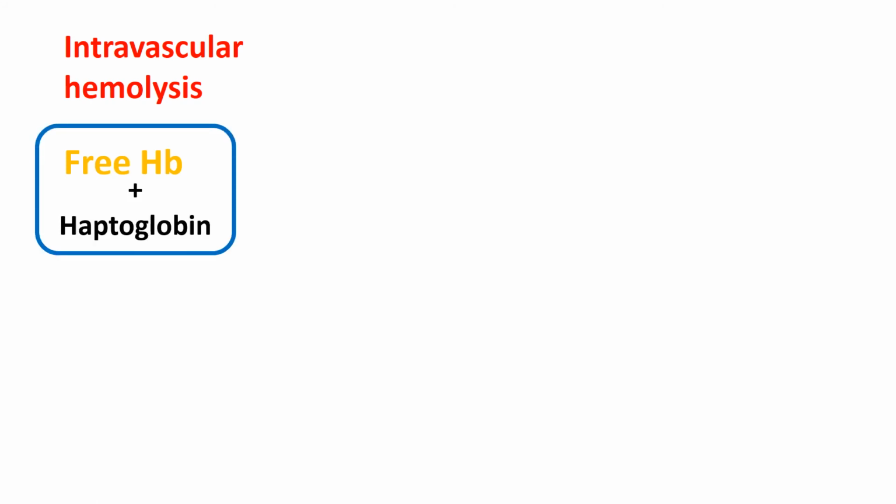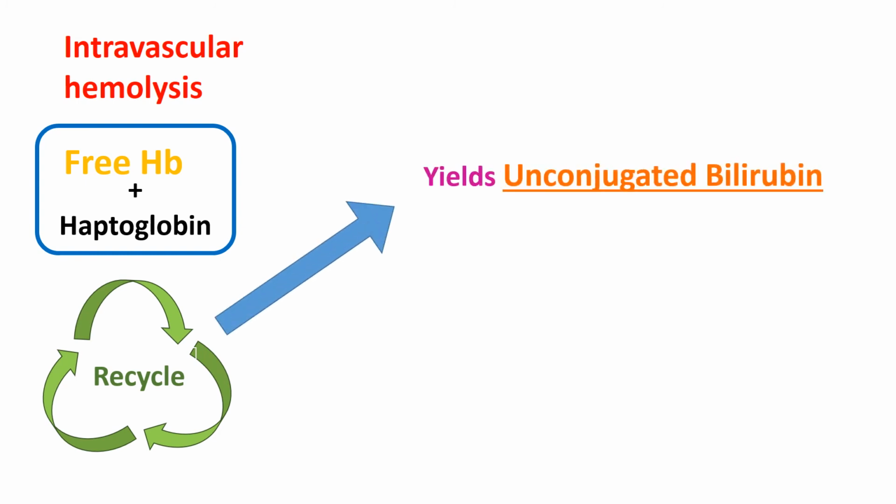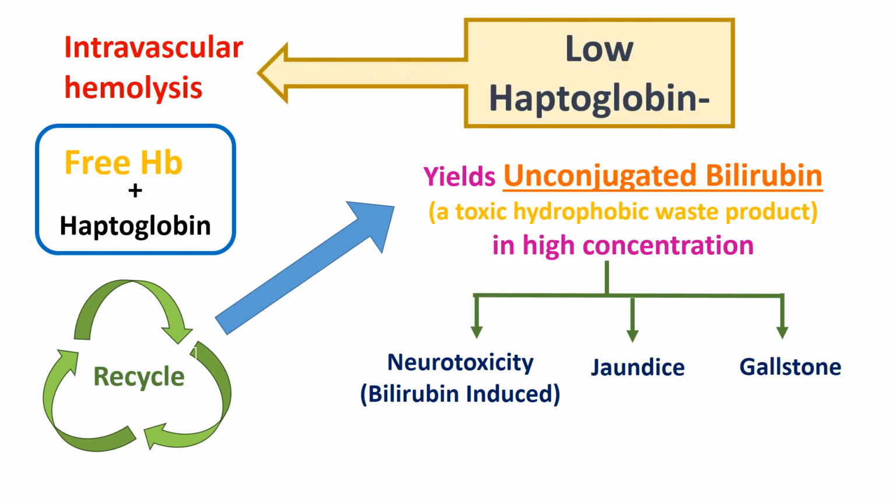After intravascular hemolysis, there will be an abundant amount of free hemoglobin. They bind to the protein called haptoglobin for recycling purposes. After that, it yields a tremendous amount of unconjugated bilirubin, a toxic hydrophobic waste product. In high concentration it can lead to a lot of medical complications like bilirubin-induced neurotoxicity, jaundice, even gallstones. Now, in our circulation, if we see low haptoglobin concentration, it reveals that we are suffering from intravascular hemolysis.